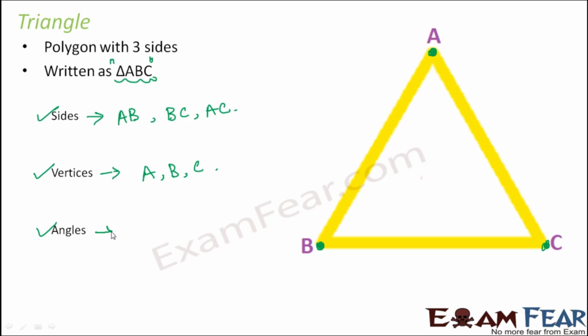And what about the angles? The orientation between any two sides is an angle. So since there are three sides, there are three angles. What are the angles? Angle A, angle B and angle C. So three sides, three angles and three vertices make a triangle.